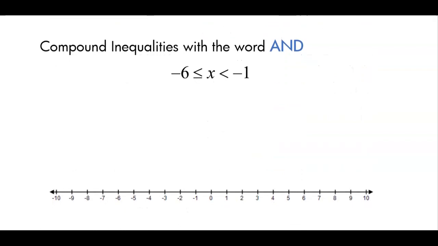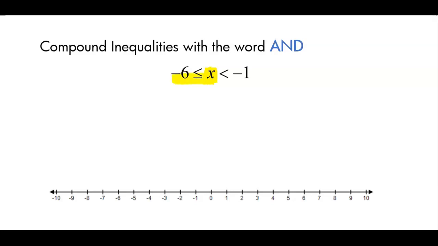Now this one is already written as the mashed together version. So we're going to read this from the inside out. We're going to start with the x. We're going to say x is greater than or equal to -6, and x is less than -1.